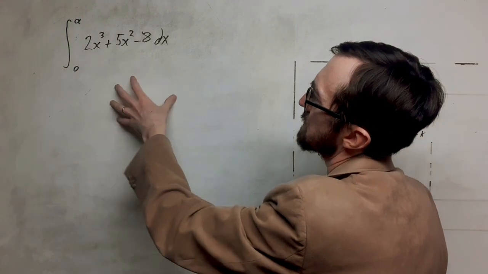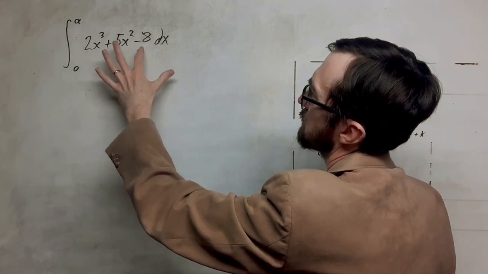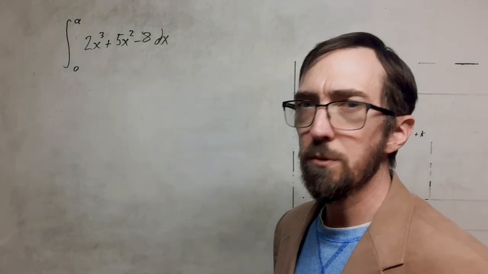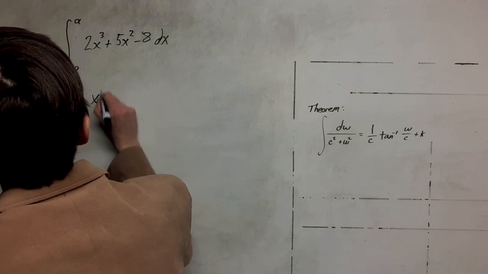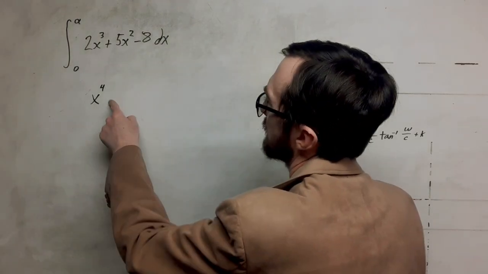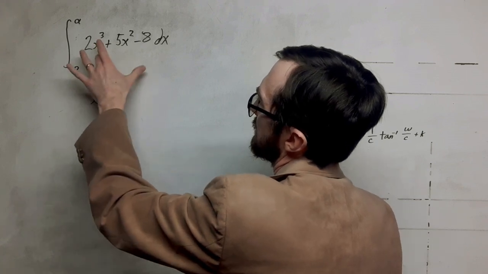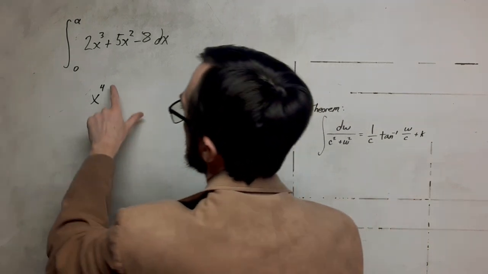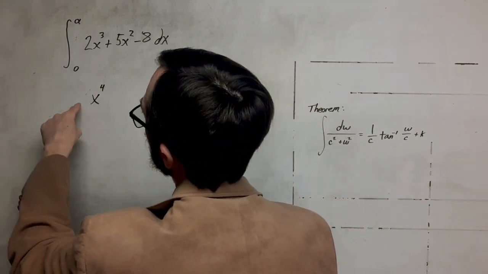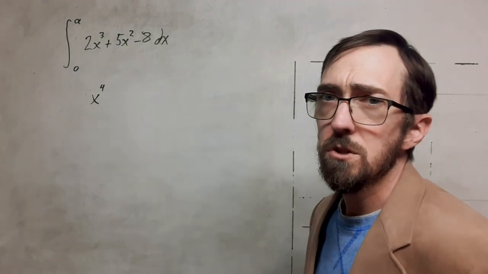Being that we have this nice polynomial form here, we can look at the antiderivative of each term in the polynomial separately. So our first term, we're going to have an x to the fourth power here. If we take the derivative of that, it would be x to the third because we're subtracting 1. So I need 4 times some number is going to give me 2.